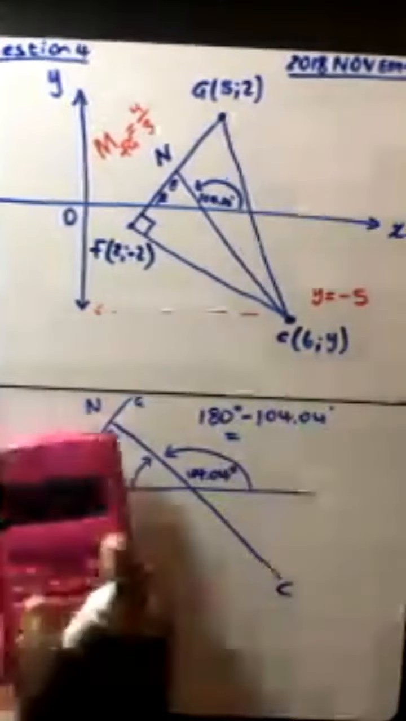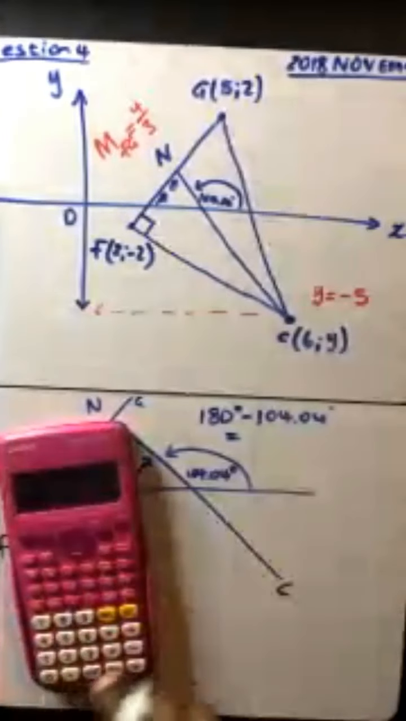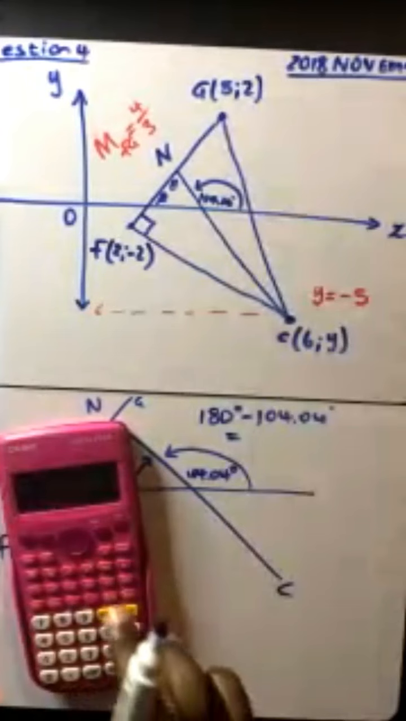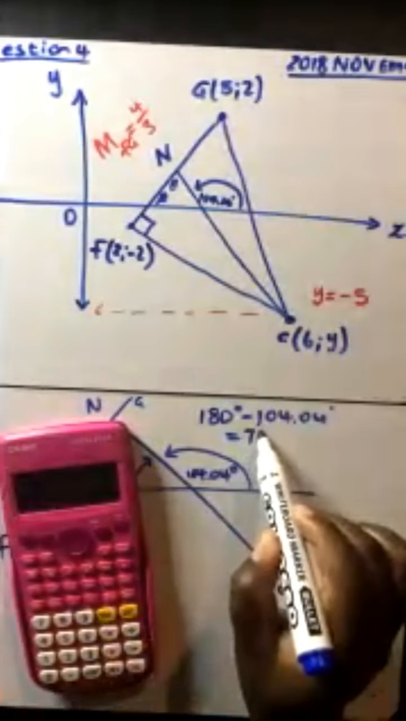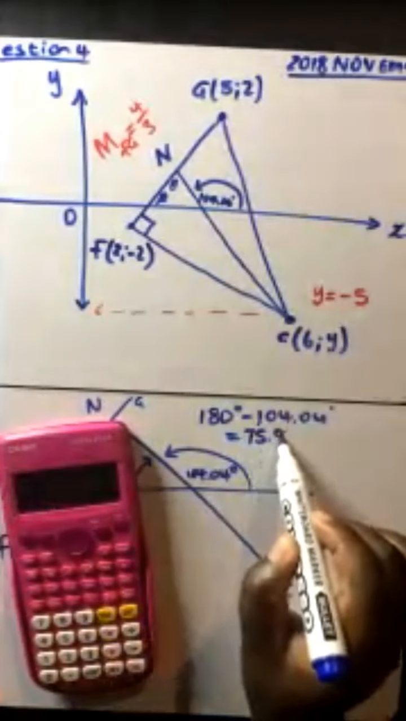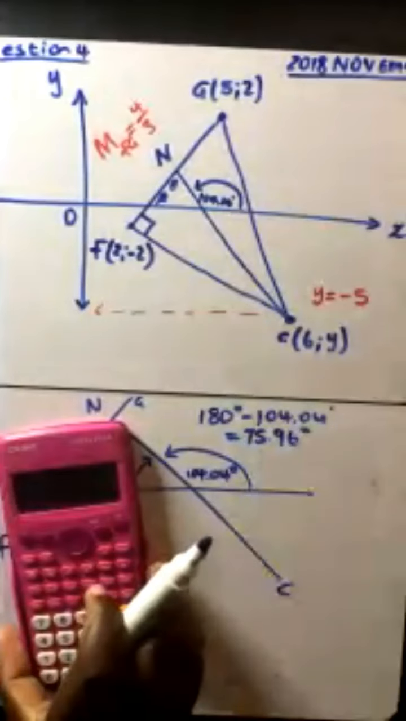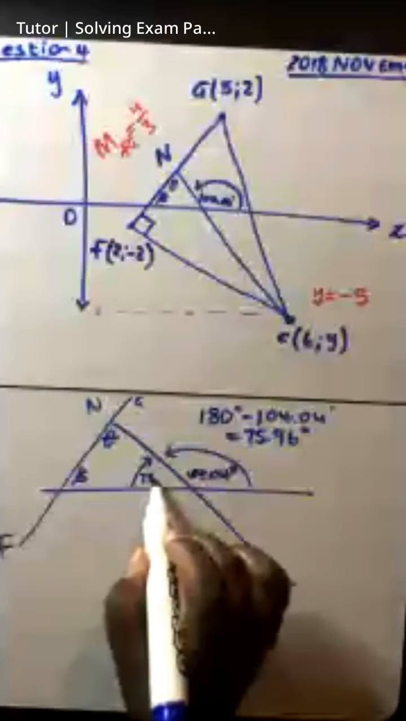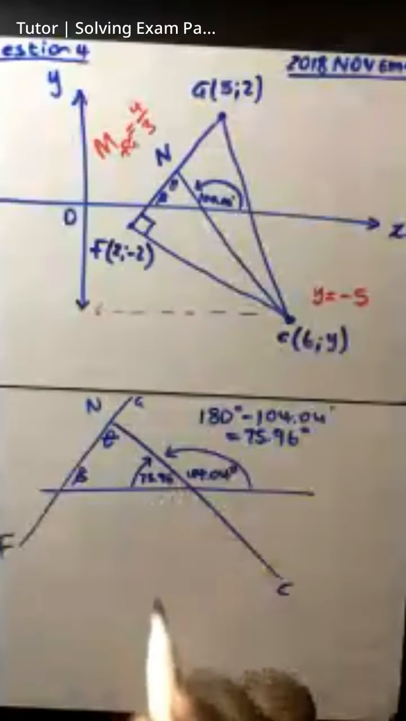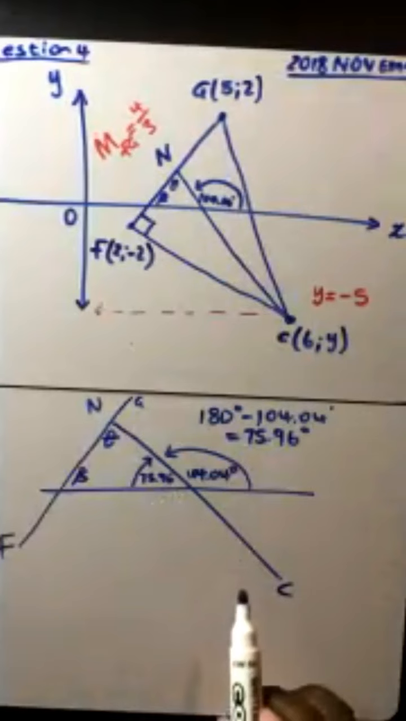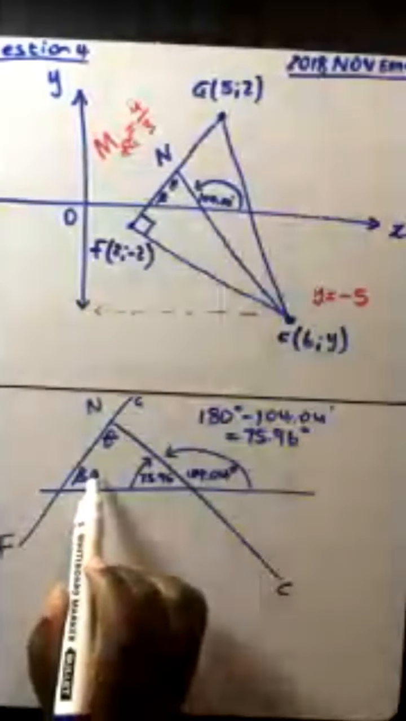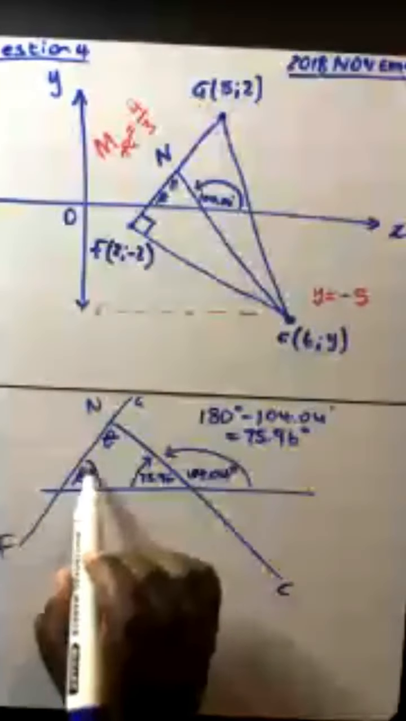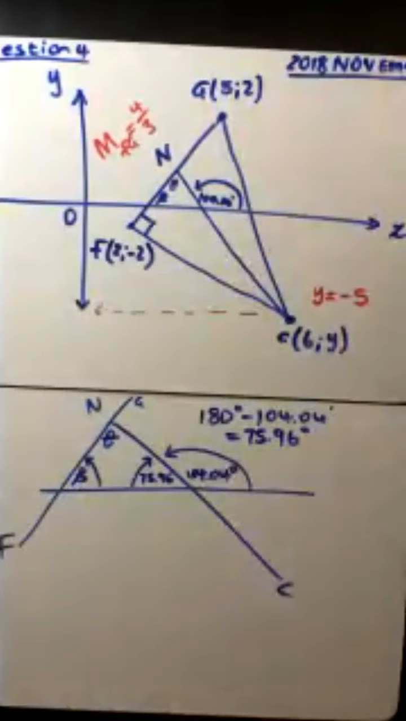So let's just quickly punch that on a calculator and say 180 minus 104.04, and we get 75.96 degrees, which means this is 75.96 degrees. So guys, isn't there any possible way in which we can find that angle beta, guys?